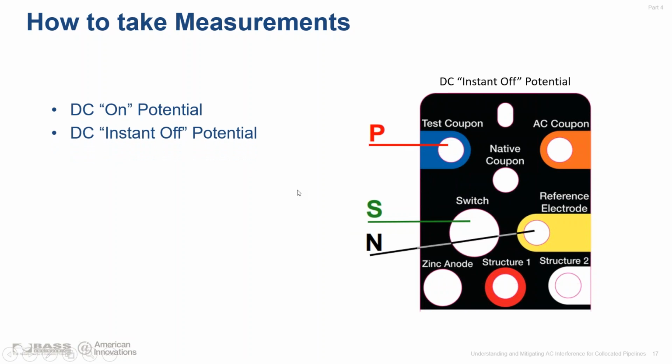Your instant off potential, you keep your leads in the same position. You're going to toggle the switch that's on the test head, and this is going to break the connection to the pipeline. And instantly after you toggle that switch, you're going to look at your multimeter, whatever tool you have out there. And that value that you observe immediately after you toggle that switch is going to be your instant off value. You can do a spot check if you just untoggle the switch, let it get back to its steady state, toggle it again, capture your measurement. You can use that as your instant off value.